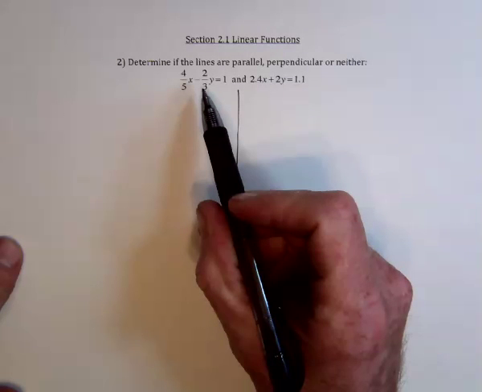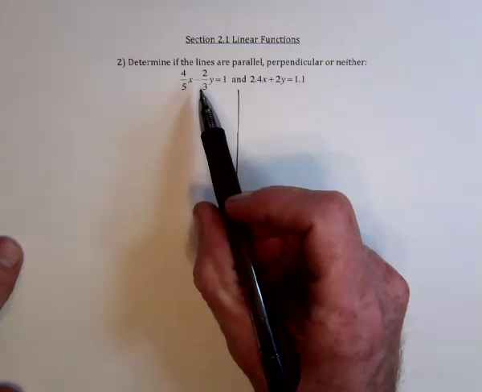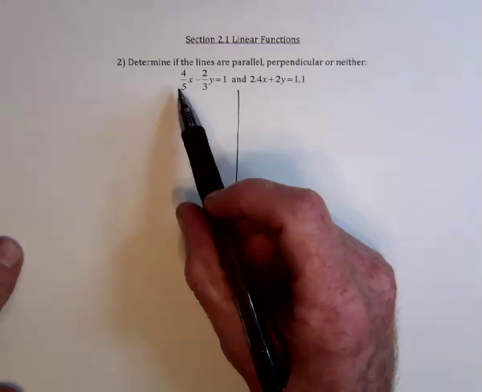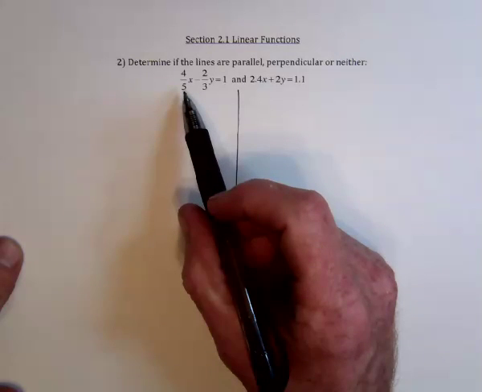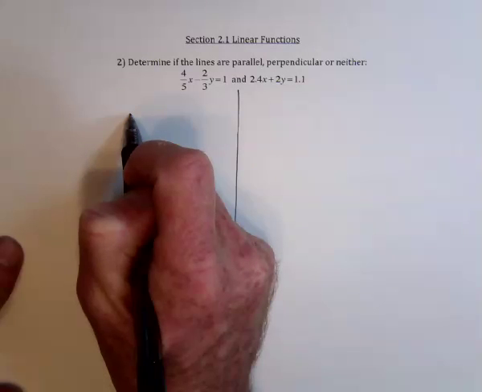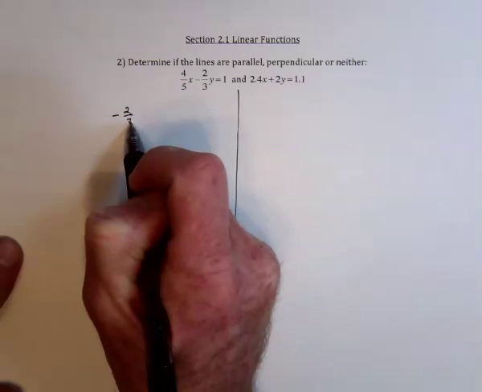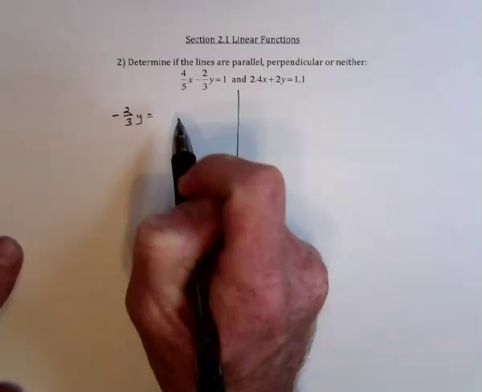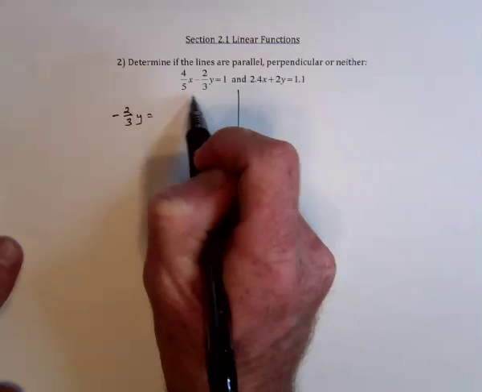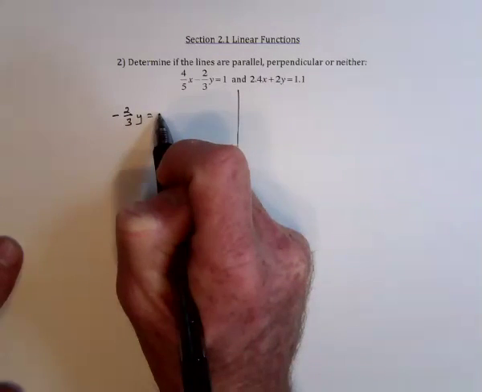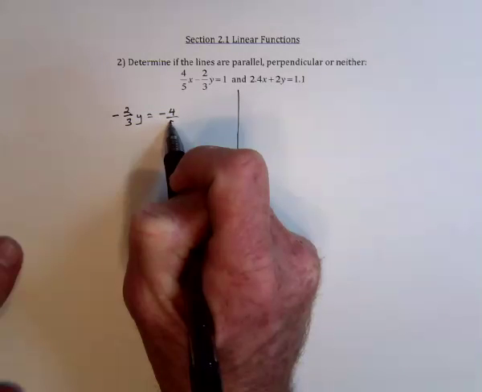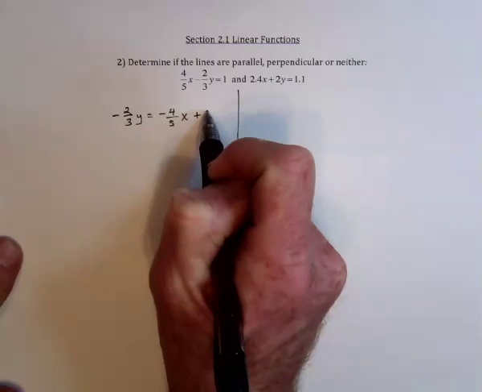For this line over here, I'm going to need to solve for y. The first item that I'll move is this 4/5 x. So subtract that from both sides. We're left with -2/3 y is equal to, so when I subtract this 4/5, it goes to the right hand side and becomes a -4/5 x, and there was already a +1 there.